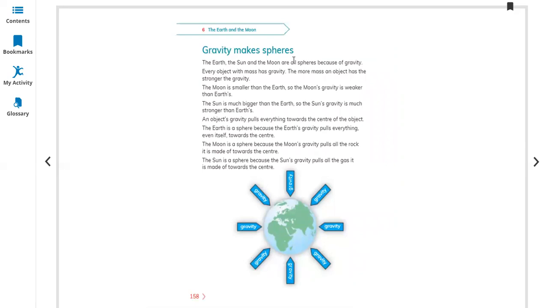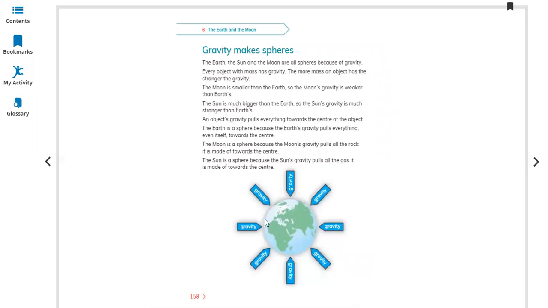Gravity makes spheres. The Earth, the Sun, and the Moon are all spheres because of gravity. Every object with mass has gravity. The more mass an object has, the stronger the gravity. If a thing is bigger, has more weight, more mass, or takes more space, you can say it has stronger gravity. The Moon is smaller than the Earth, so the Moon's gravity is weaker than Earth's. The Sun is much bigger than the Earth, so the Sun's gravity is much stronger than Earth's.